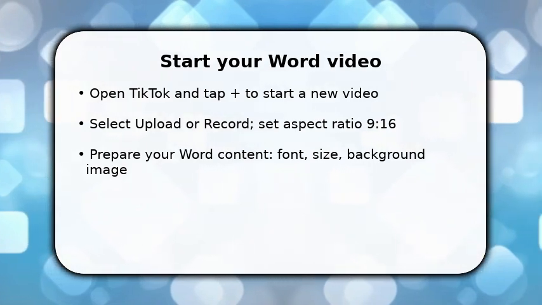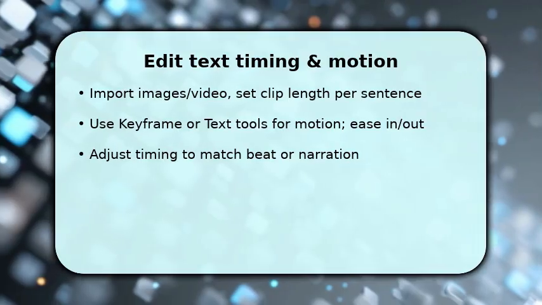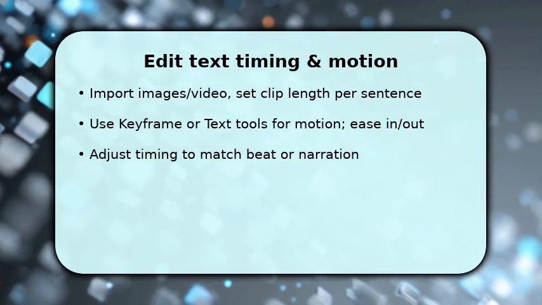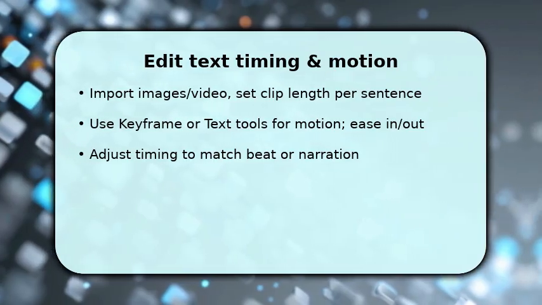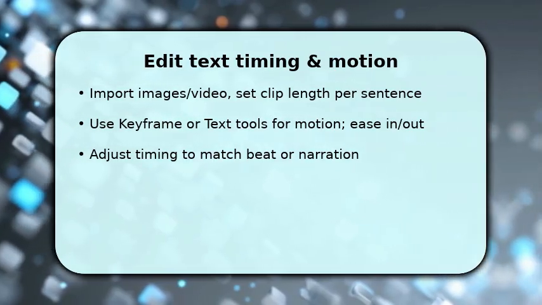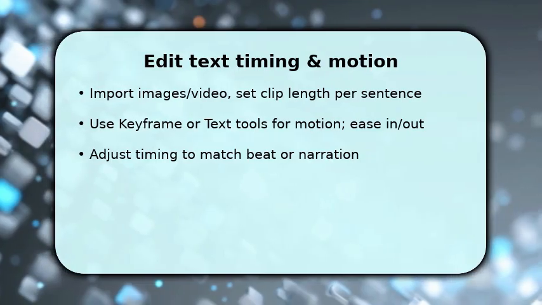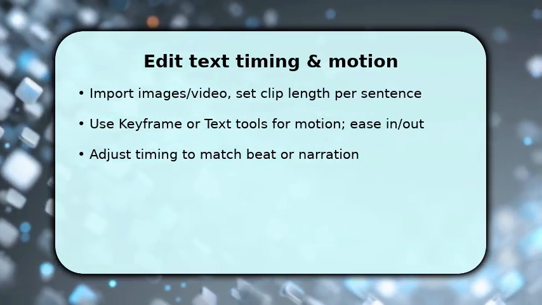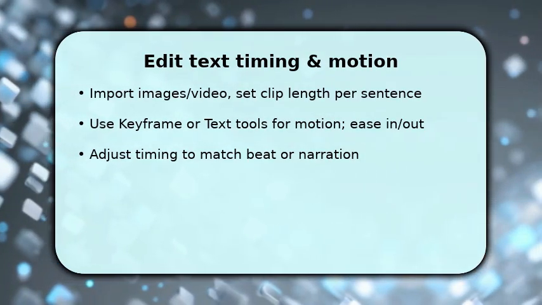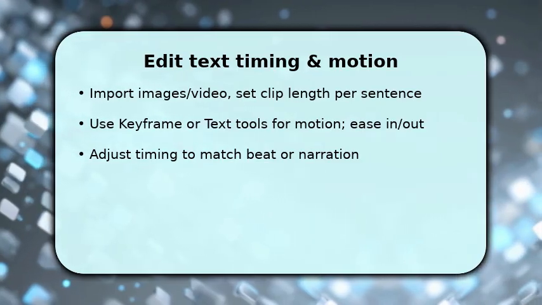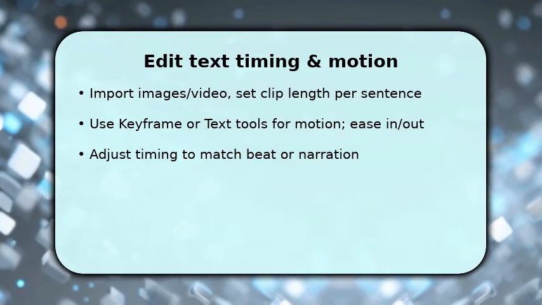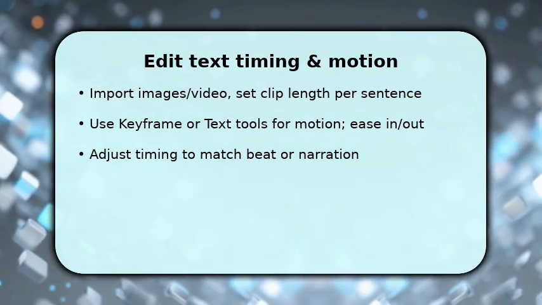You continue by laying out timing and motion to make the word video dynamic. First, import each text image or use TikTok's text tool for native layers, then split clips so each sentence gets its own duration. Once done, add keyframes or apply built-in effects to create subtle motion, pan, scale, or fade. This increases engagement. Make sure to synchronize these moves with your audio or a beat when words appear on strong beats. Viewers read and stay.